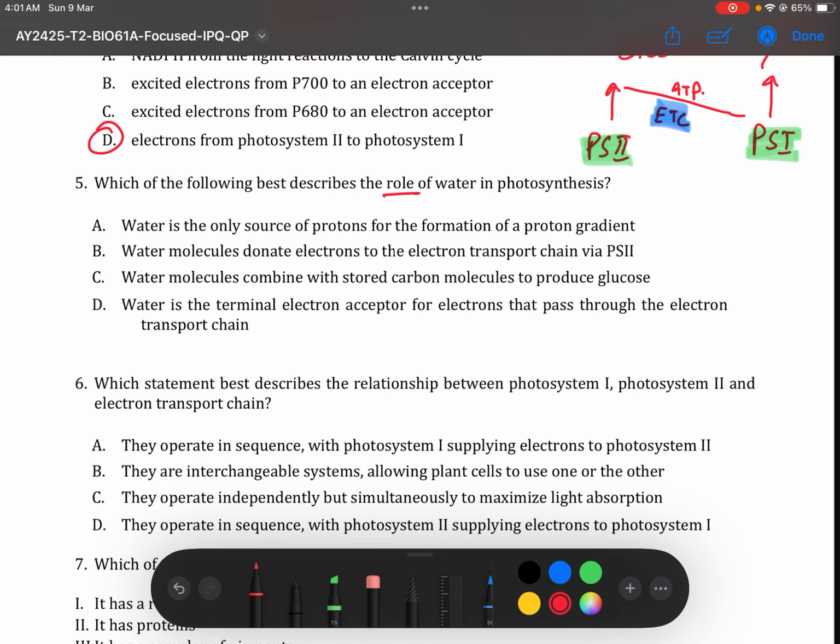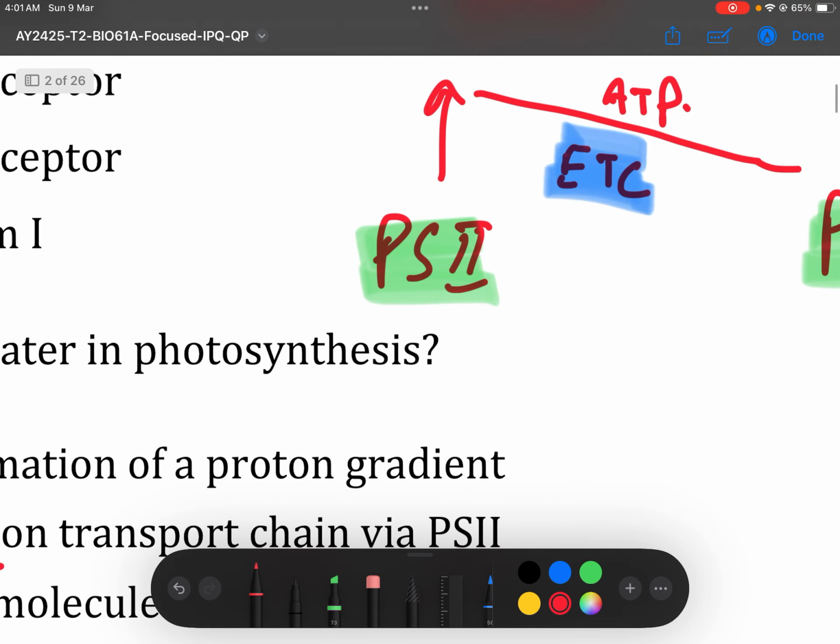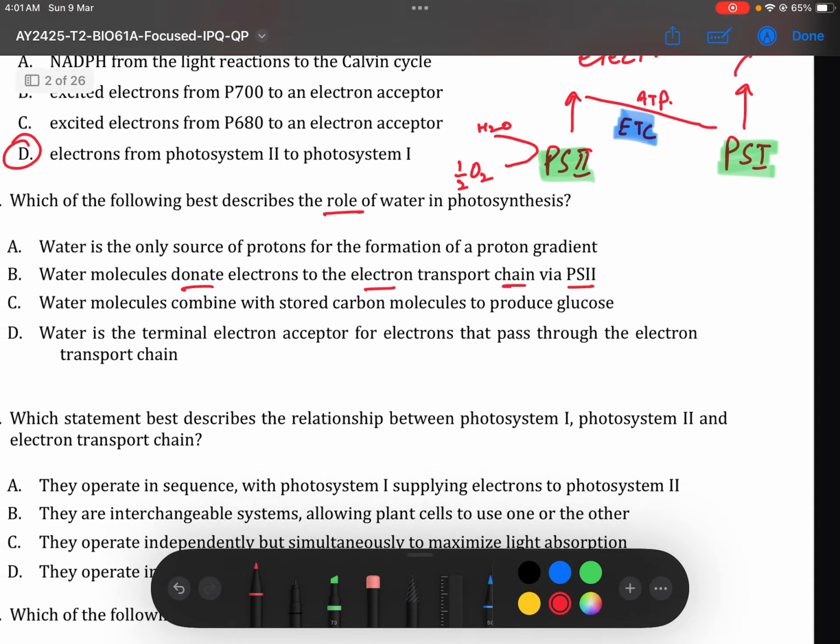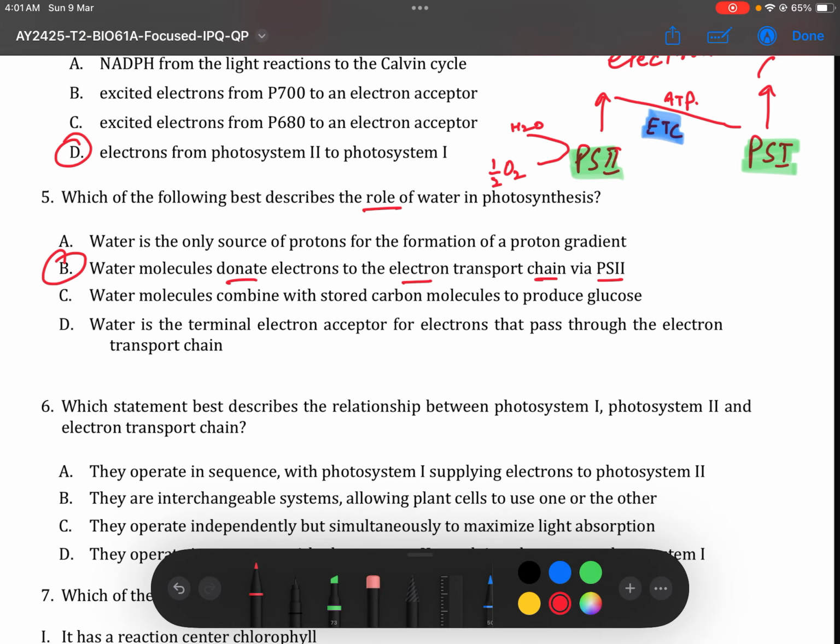Water is the only source of the protons. No, we know that water is the source of electrons, so we will go down. Water molecule donates electrons to the electron transport chain via PS2. Yes, we know that in this PS2, the photolysis of water takes place, like the splitting. H2O results in half O2 for each molecule, and along with that protons and electrons are released over here. So B is the answer.